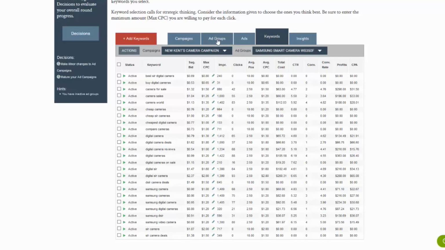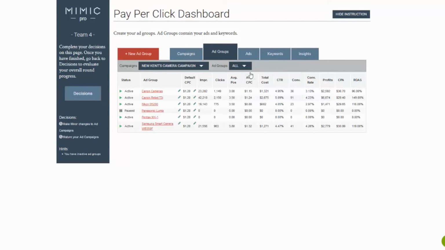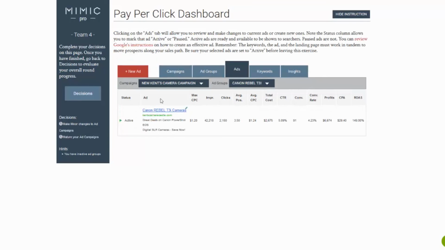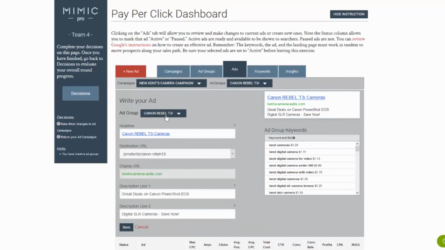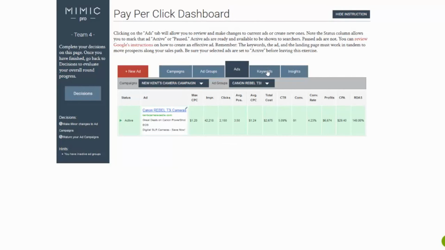So we have one more ad group to look at. This was our best performing ad group, the Canon Rebel T3i. So again, let's take a look, make sure our landing page matches, and indeed this is sending the shoppers to the Canon Rebel T3i landing page, so that is well set up. Let's take a look at the keywords that we were bidding on.